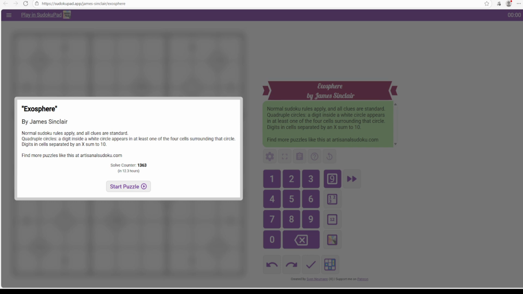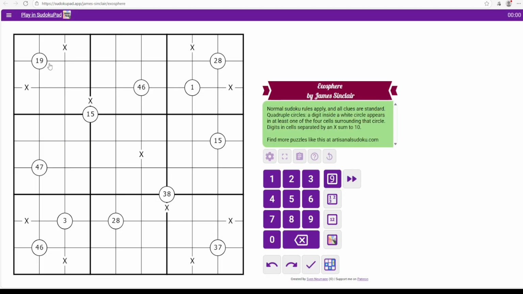This puzzle is from Artisanal Sudoku Volume. It's called Exosphere. I want to say this might be the first one we've had with a quad circle in it. Basically what it means is around this point, you must contain the digits 1 and 9, and 3's on one of those, and it sort of works like that. And digits in the next are separated by 10. I think we've come across X's before, so we're stuck in it.